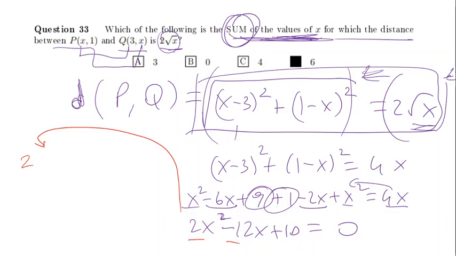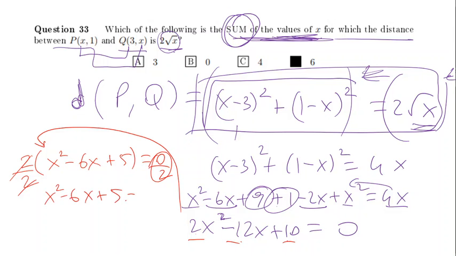So in this, before solving it, you can do factoring here. 2 is a common factor. You can take this one as 2 times x squared minus 6x plus 5 equal to 0. And divide both sides by 2. Then you will end up with 0 here. This is x squared minus 6x plus 5 equal to 0.